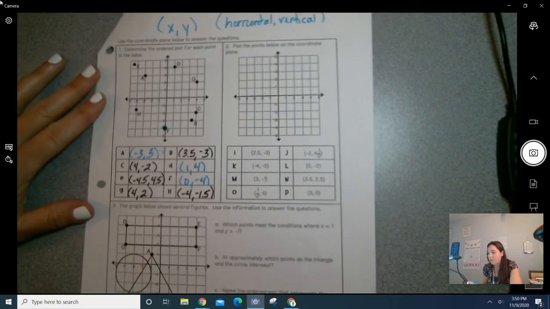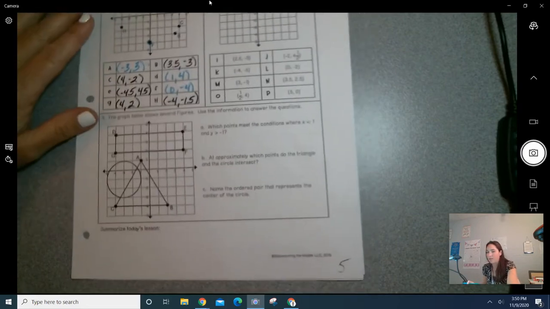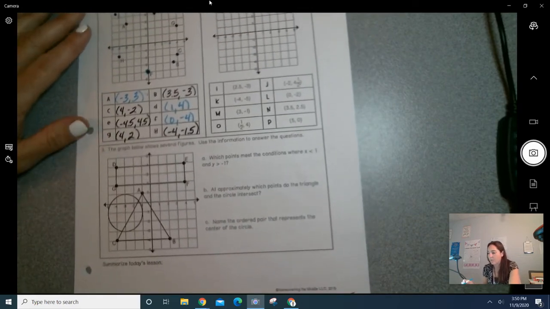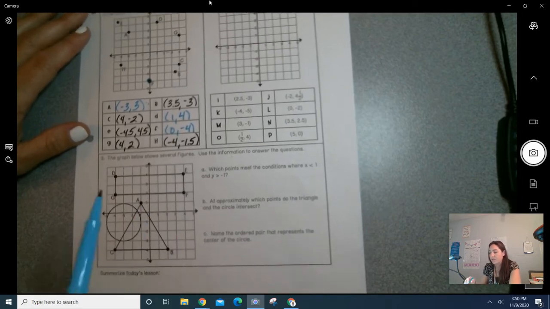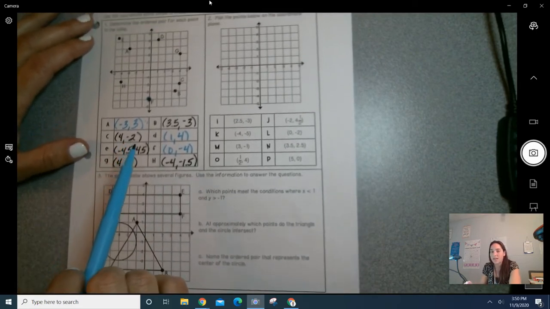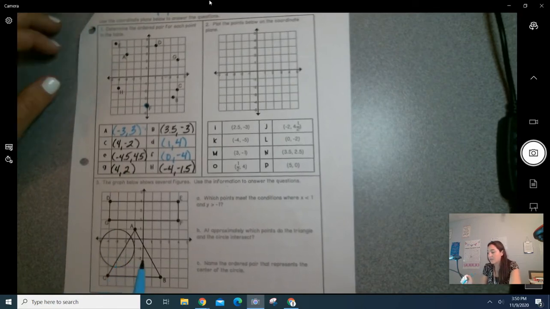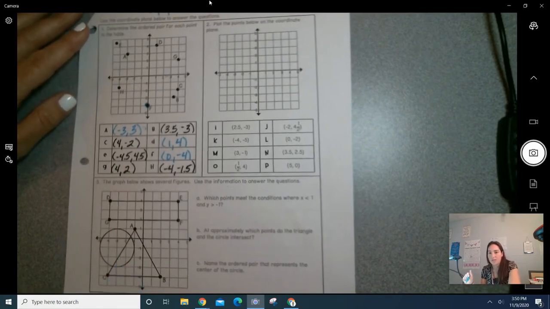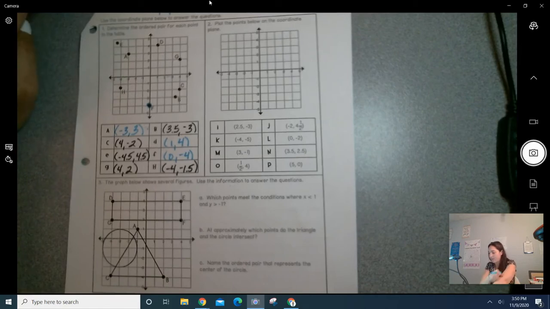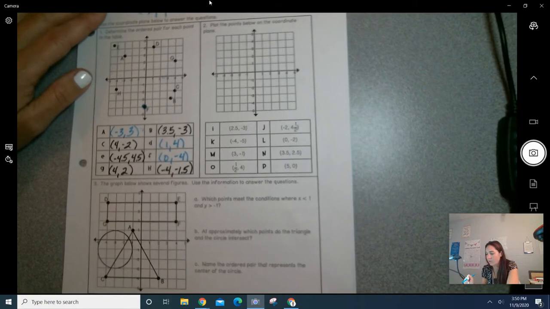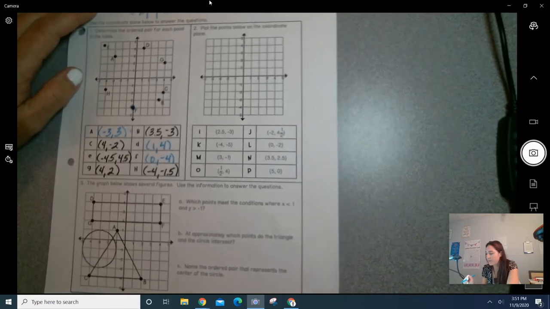We are working in your packet on page 5. We're going to finish what we started in class. So you would have done number 1 in class, and we're going to do number 2 on the Edpuzzle, and then continue on to page 6. So make sure that you have page 5 handy in your notes packet. All right, let's start with number 2.